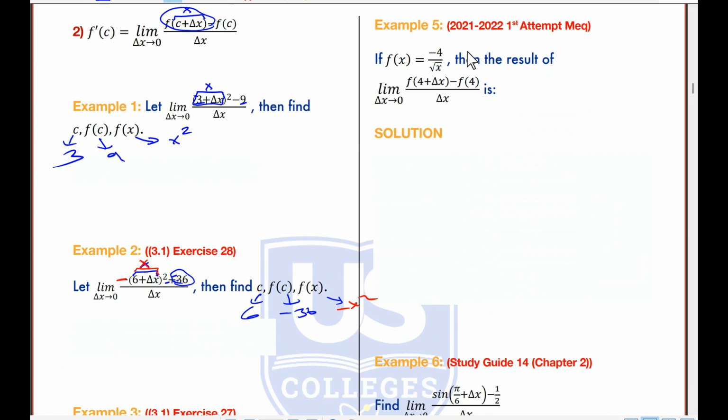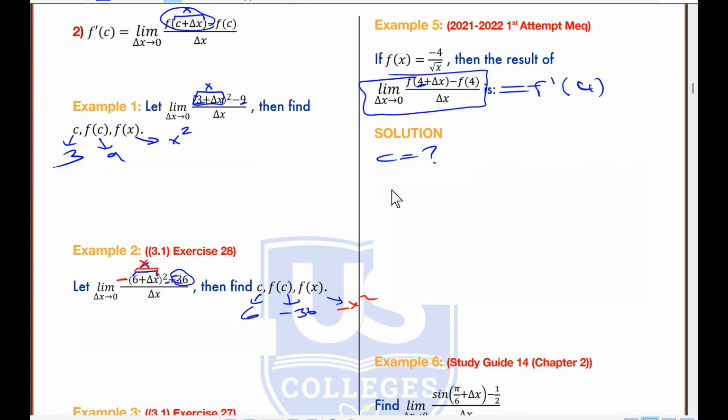Another ministry question. This time f of x is given, so we don't need to worry about what f is. It's already given. We're asked to find that limit form. We just need to recognize that form. What does this limit form represent? It represents finding the derivative at what? You should know what c is. C is the one that's added to delta x, which is 4. So we are asked to find the derivative at 4.